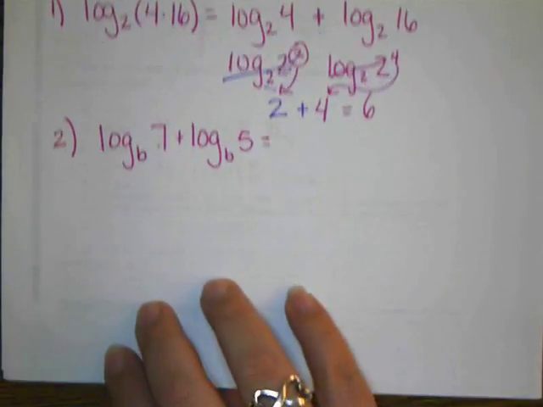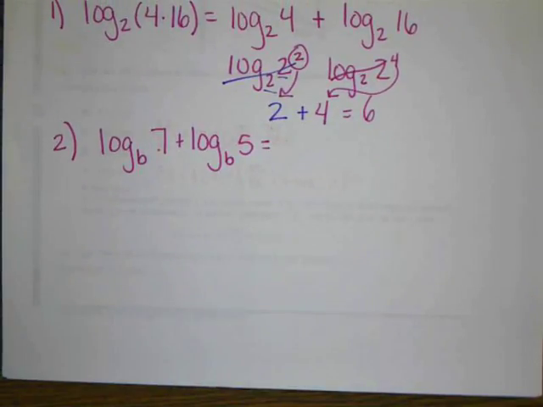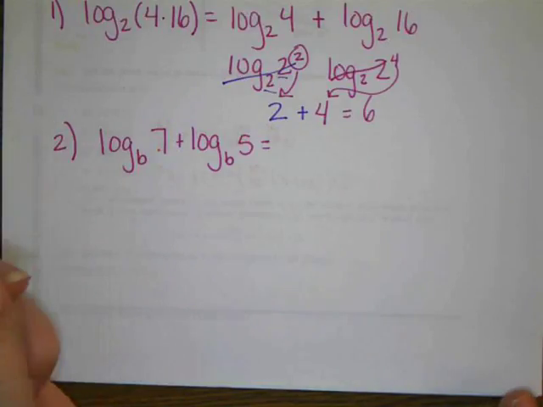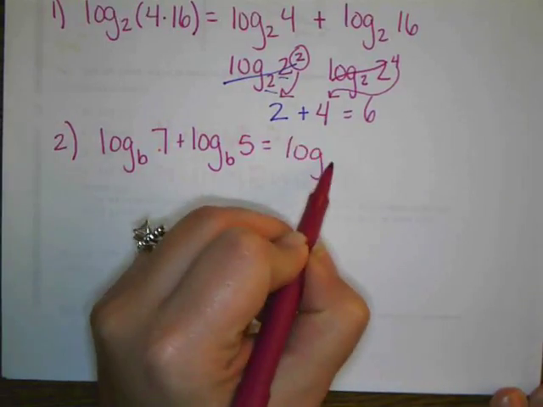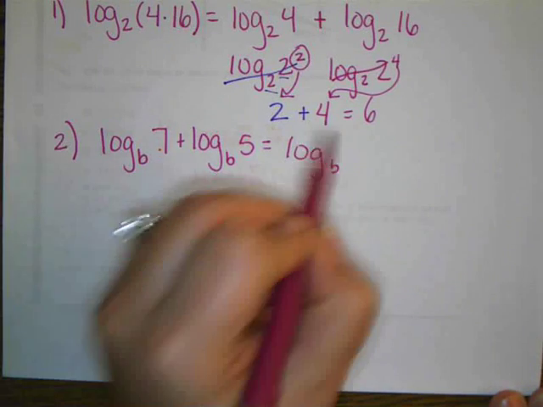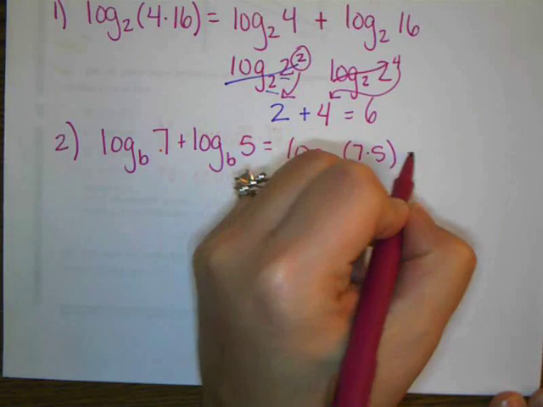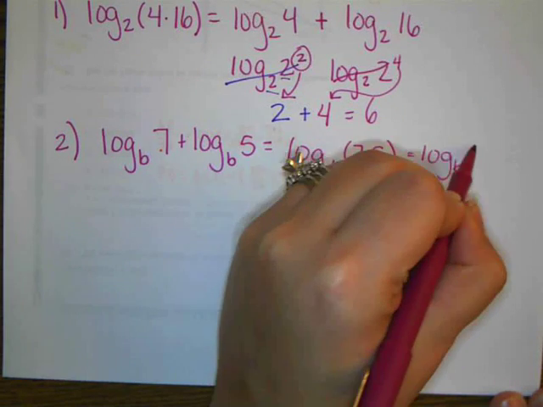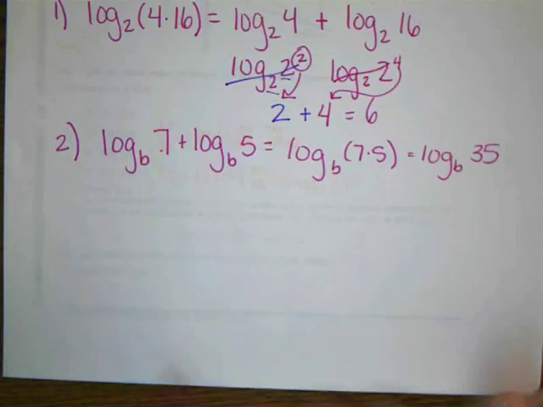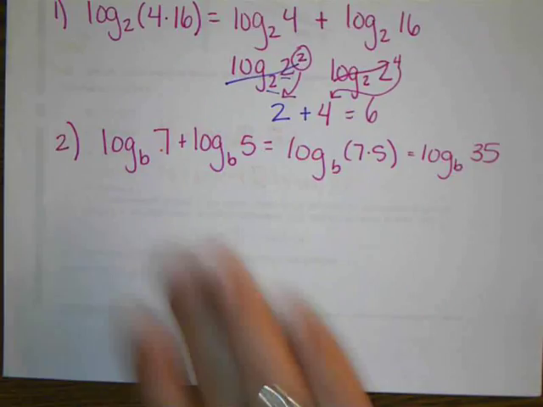So take a moment, try log base b of 7 plus log base b of 5, and go ahead and simplify that going backwards using the product rule. Okay, so you should have log base b of, because they're adding, we can condense them and multiply, 7 times 5, which is log base b of 35. So this is your final condensed answer.